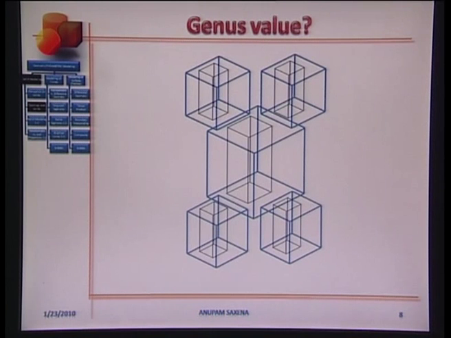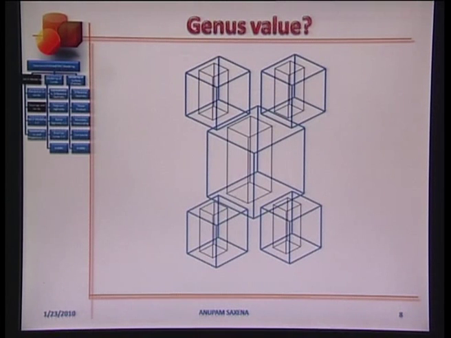Question: what do you think would be the genus value for such a solid? The figure looks a little complex to start with, but let me explain. This solid is composed of 5 blocks. Each block has a through hole. And the blocks are attached to each other in such a way that a part of each face of the block is common with that of the contiguous block. So imagine that these are 5 blocks with through holes, all of them attached to each other.